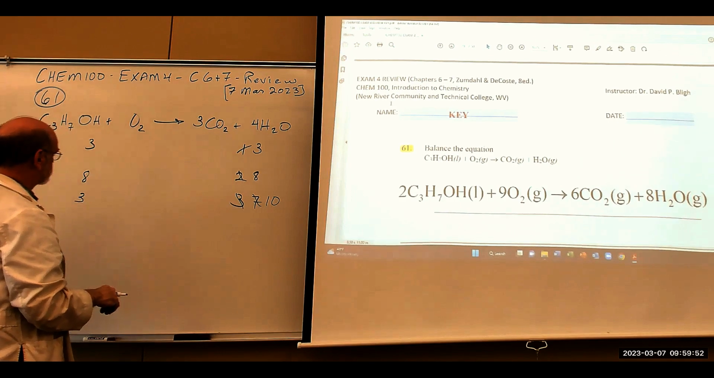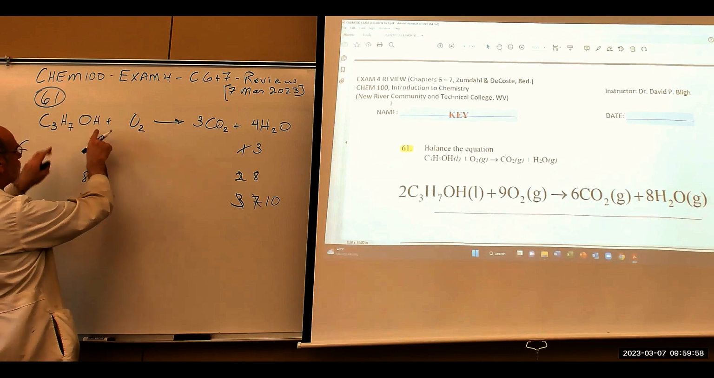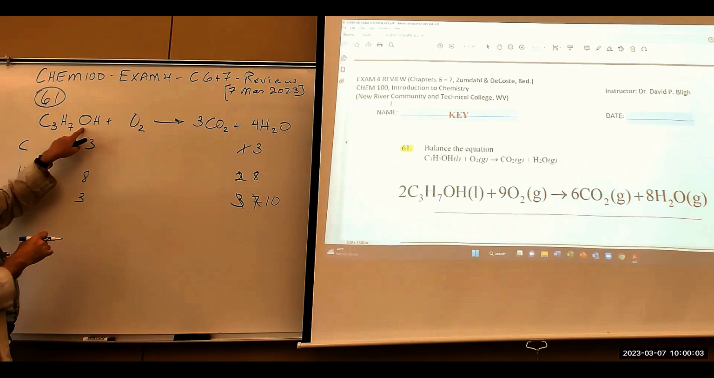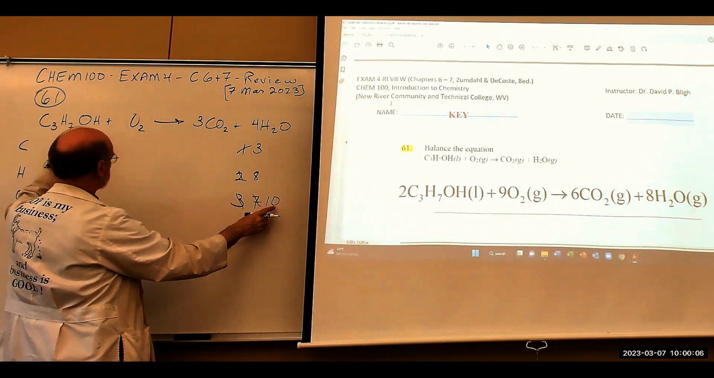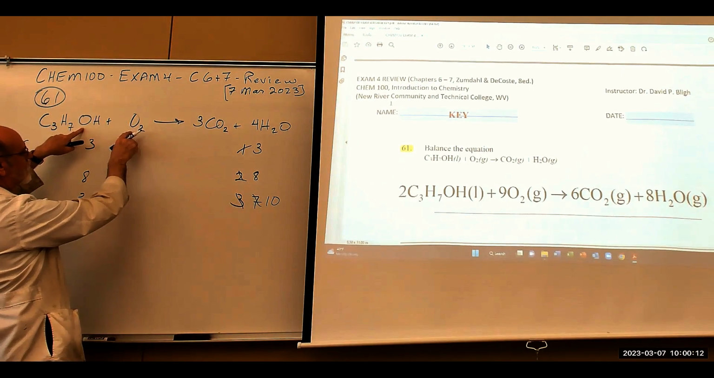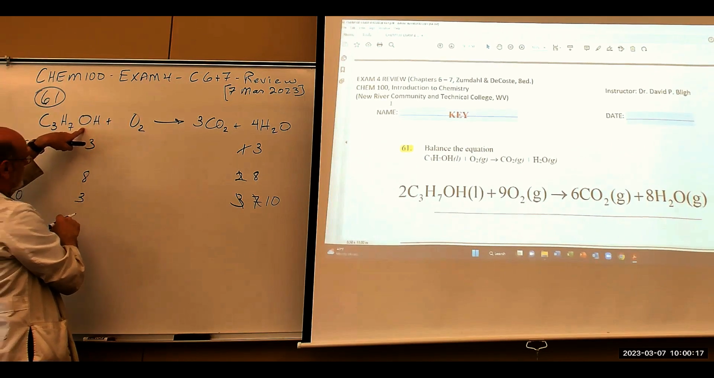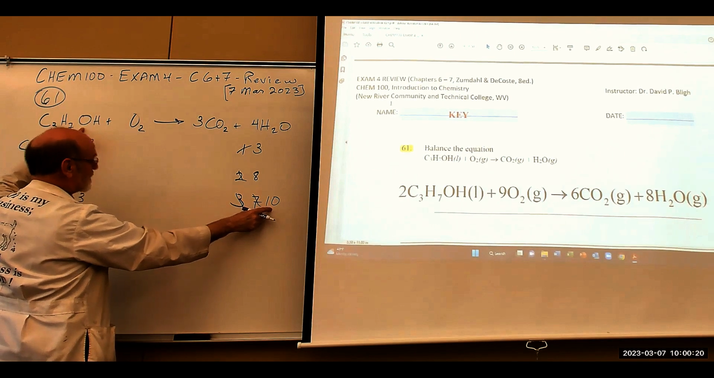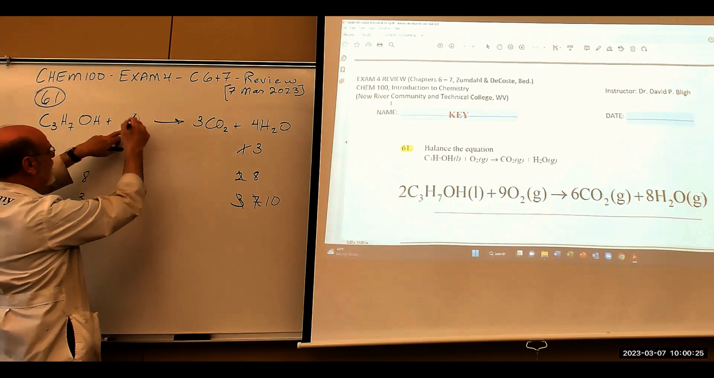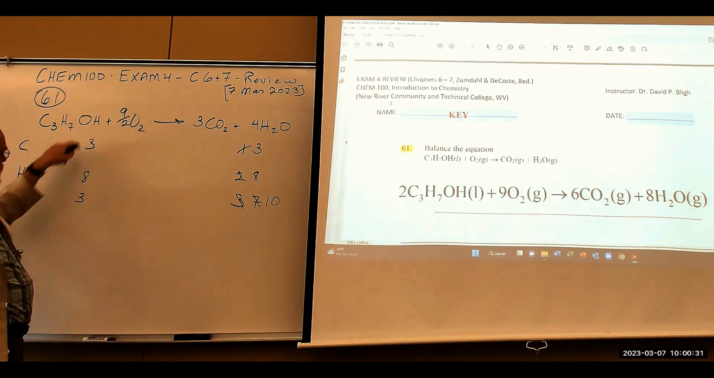Now, how do we get 10 oxygens on this side? Well, we've already got 1. So 1 from 10 is 9. We need to have 9 oxygens here. Right? If we want to have 10, then we've got 1 here, and we can use this one to give us the other 9. Correct? So that would be 9 plus 1 is 10.